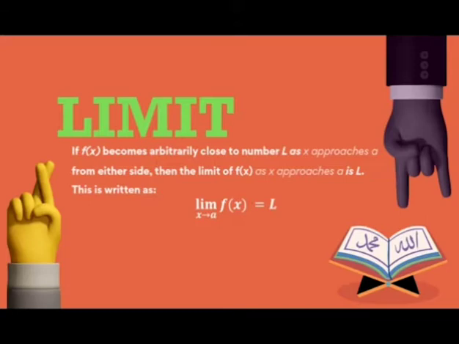If f of x becomes arbitrarily close to a number L as x approaches a from either side, then the limit of f of x as x approaches a is L. In simpler terms, this is the value that the function is slowly getting closer to. This is written as the example shown on the screen.